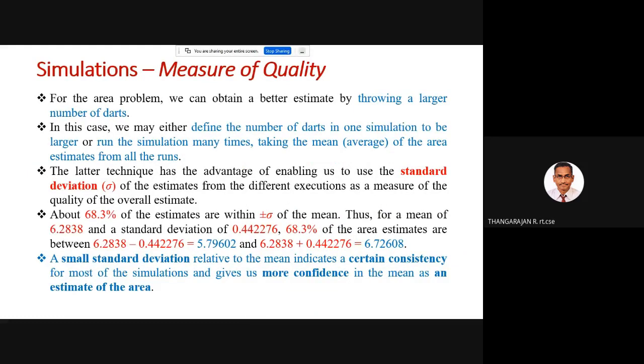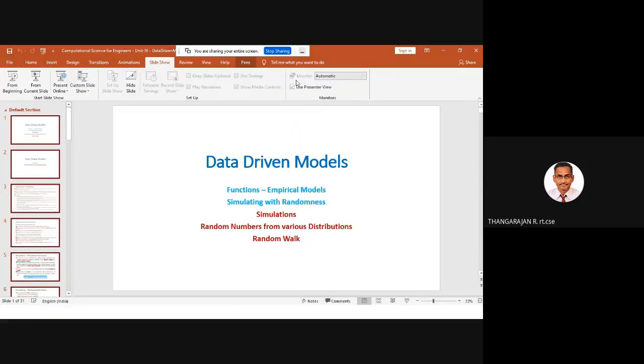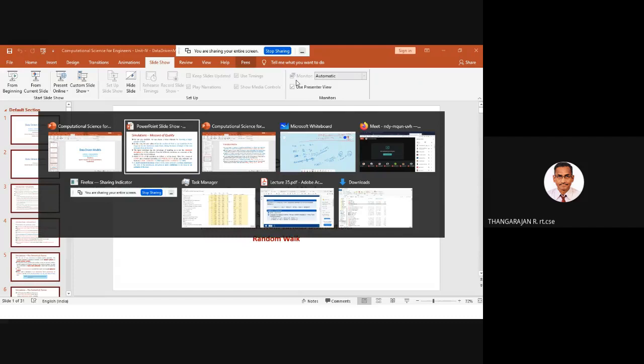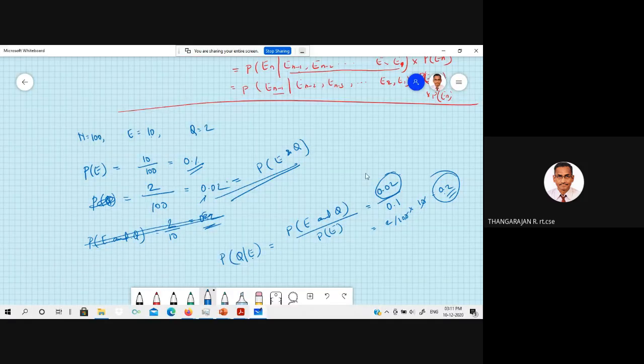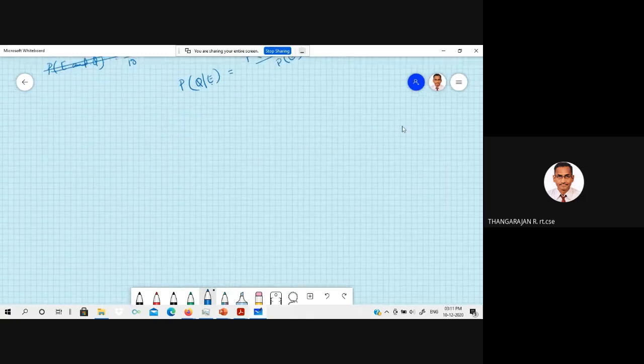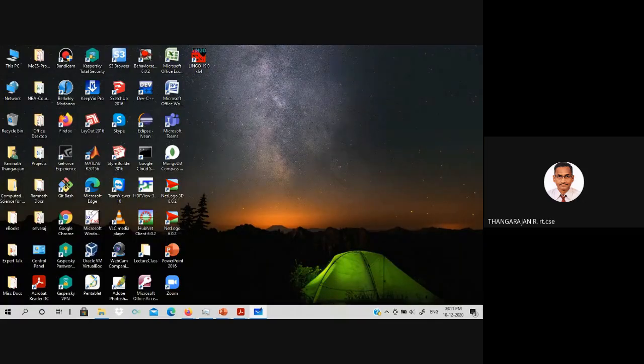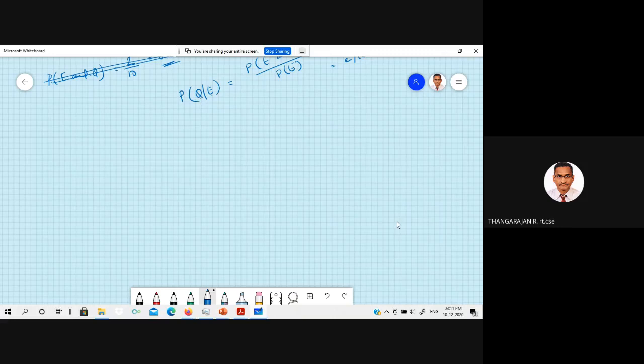So the measure of quality, what is the measure of quality? We always say that the measure of quality is the mean, the average. Say I repeat an experiment 10 times, take the outcomes, divide by 10. So take the average. The average is the measure.